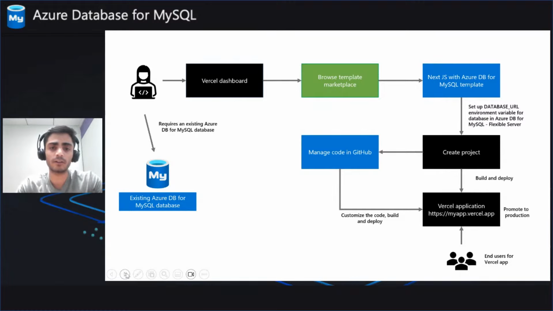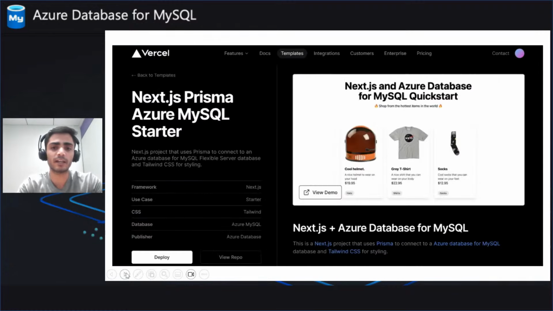Second is, of course, Vercel. Shreya gave a good introduction about Vercel, so I will be moving forward. Next is the Next.js framework. It's a very popular front-end framework built on top of React. It's very popular these days. And the fourth is the Prisma client. Prisma client is a Node.js and TypeScript ORM, an object relational mapping tool, which we'll use to talk to our database.